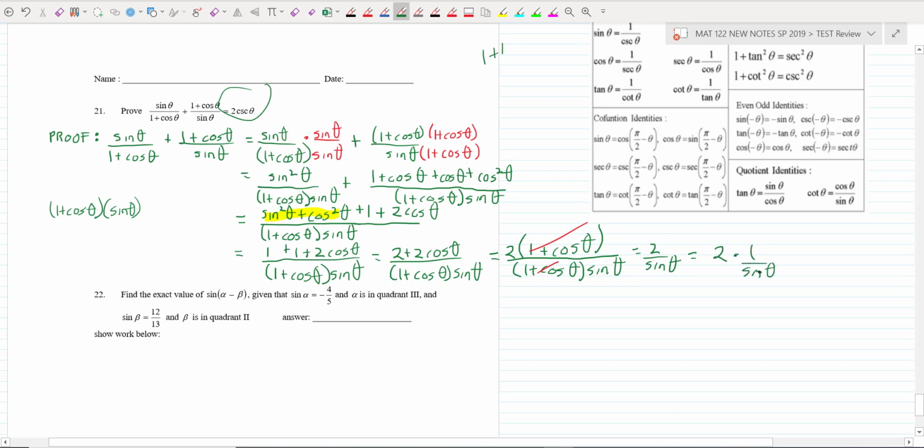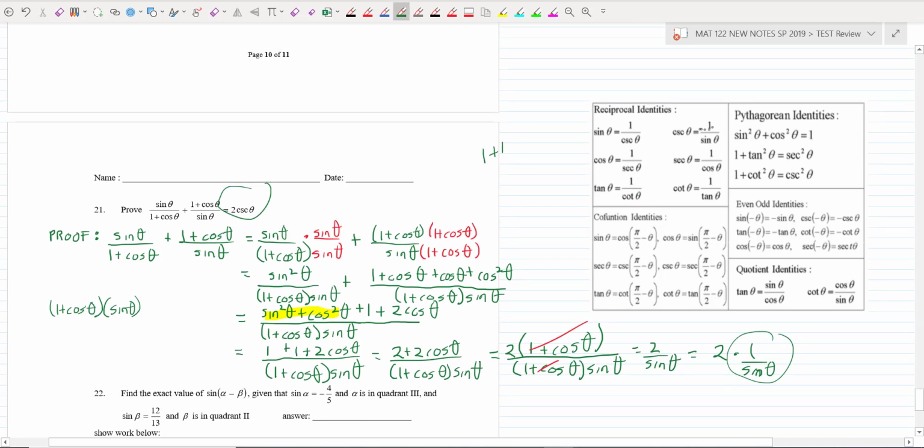Okay, and we know that 1 over sine theta is the cosecant theta. So you can see your identity right there. So then we get 2 times cosecant theta, and we have proved it. So we were trying to prove that this becomes this, and it does.